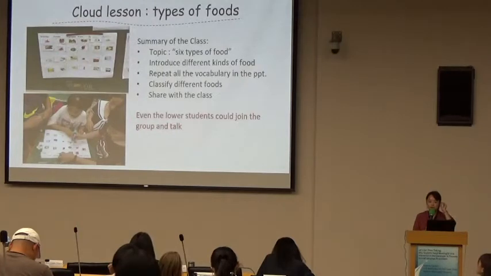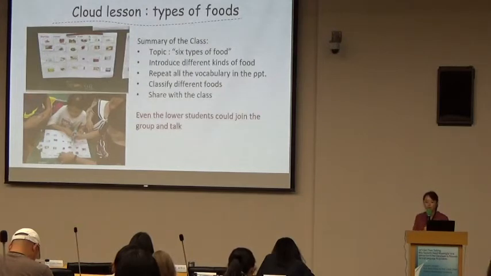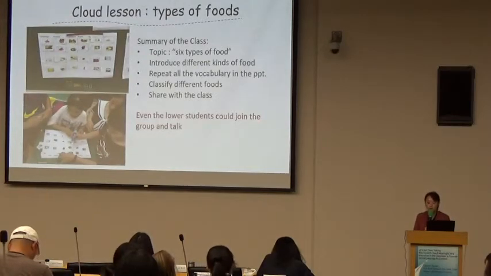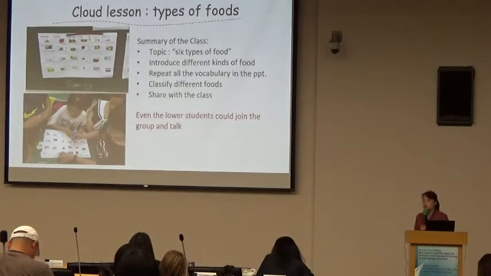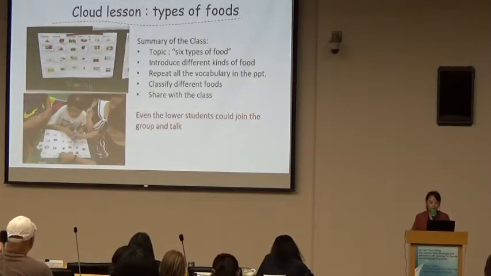And another lesson is types of fruits. We talk about 6 types of fruit, introduce different kinds of fruit, repeat the vocabulary over and over again, and classify different fruits. And in the end, the students have to share with the class and with Caleb, and even the lower-level students can join the group and talk. I think that is the best thing.